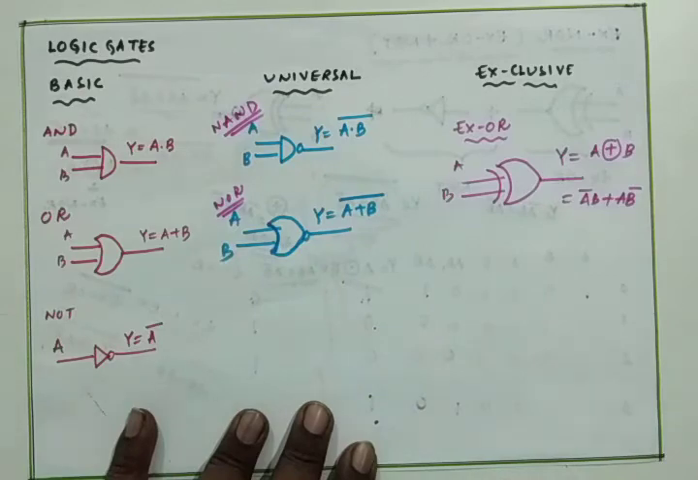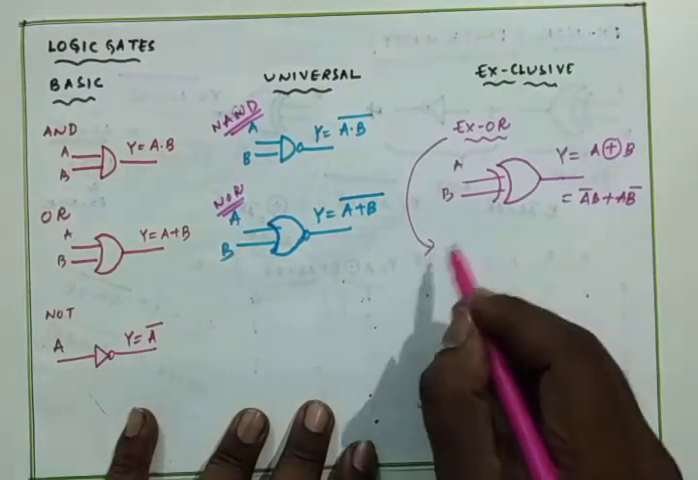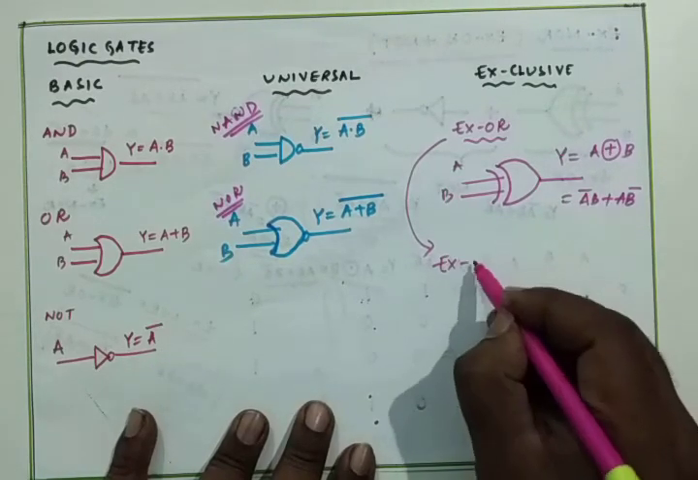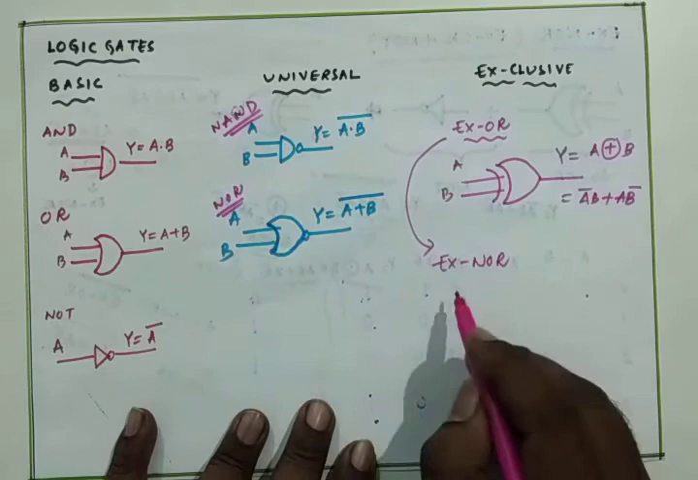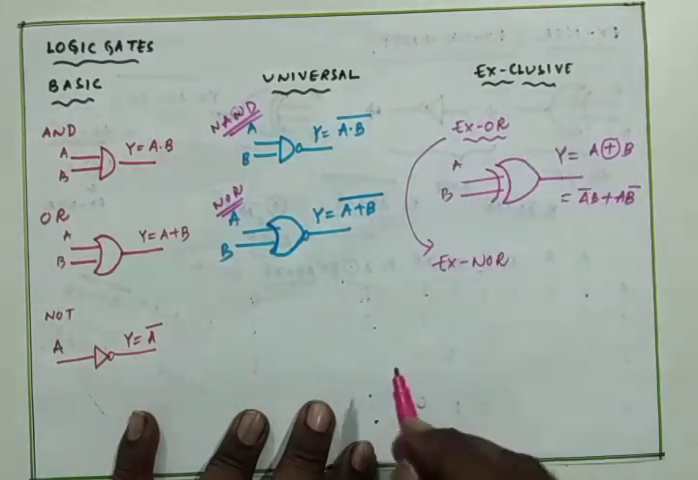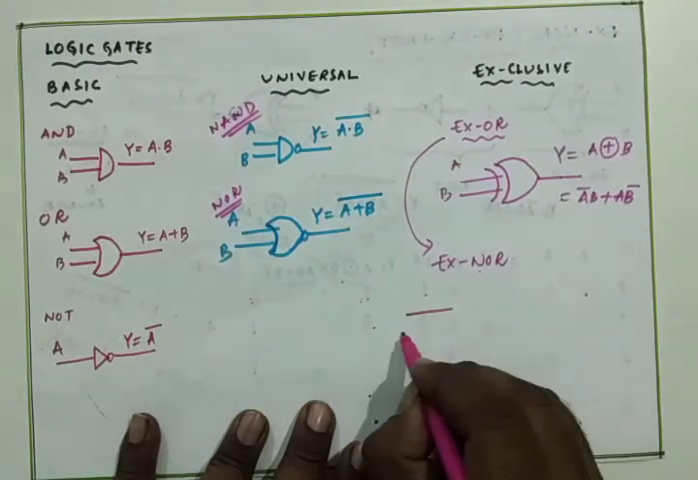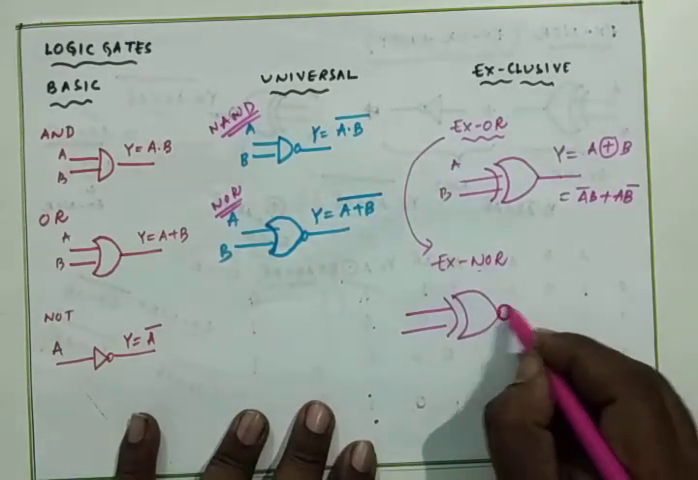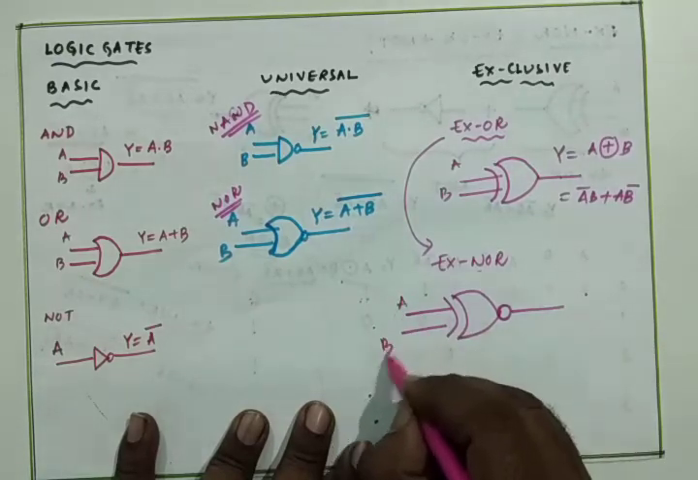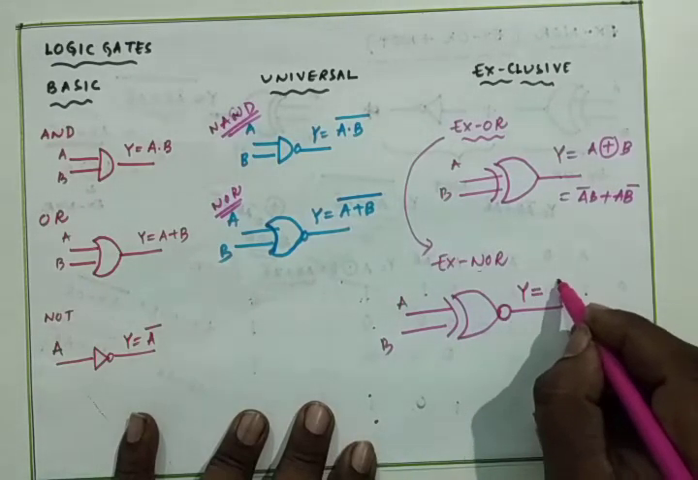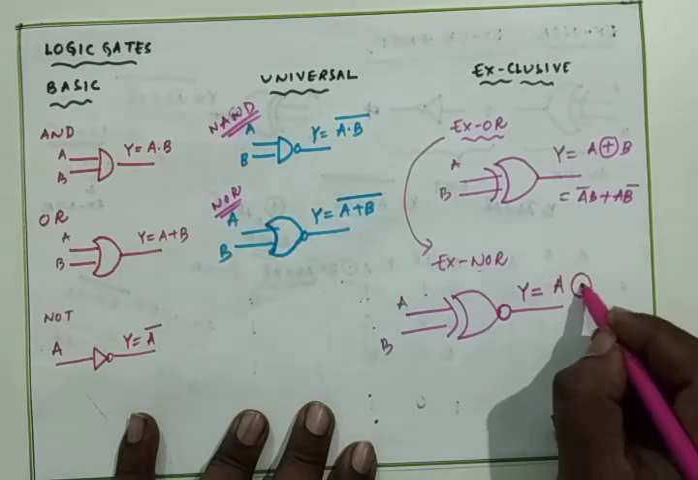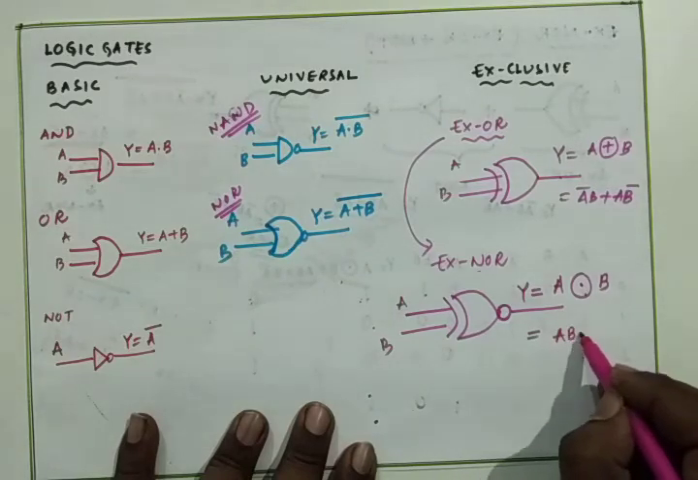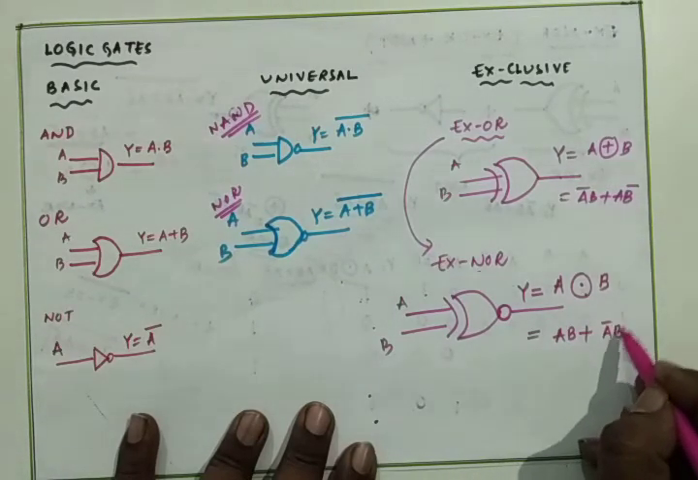We have discussed it. Coming to the exclusive NOR, it is the inversion or complement of exclusive OR. So I can directly draw this diagram. This is exclusive OR followed by the NOT gate. This is A and B. Then the output of the exclusive NOR will be Y is equal to A exclusive NOR B, which we have studied, that is AB plus A bar B bar.